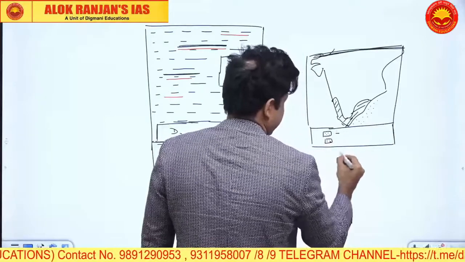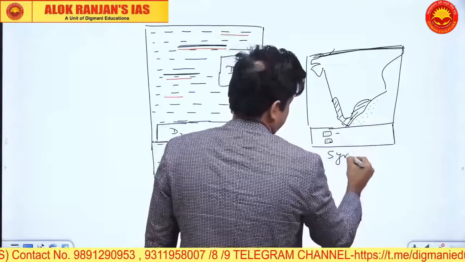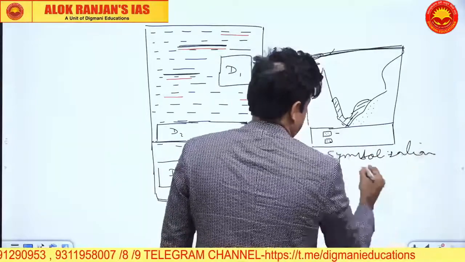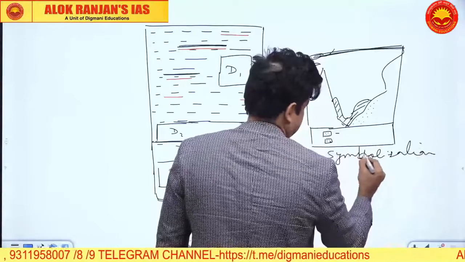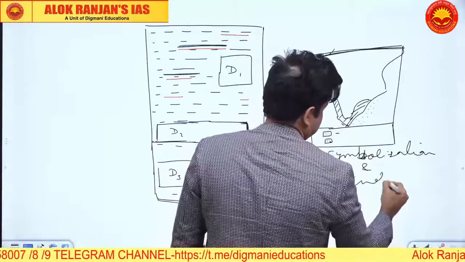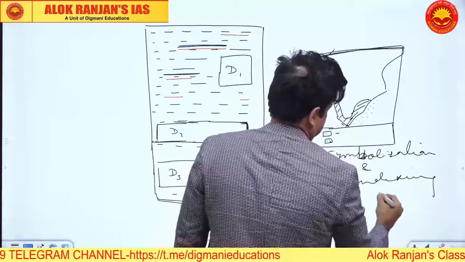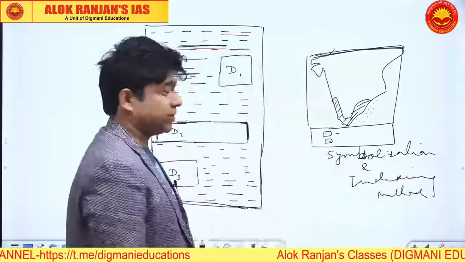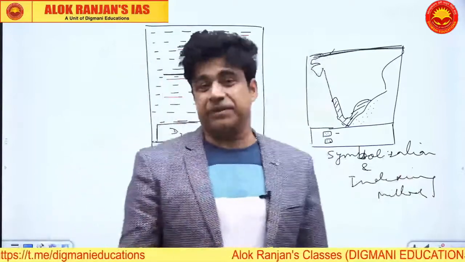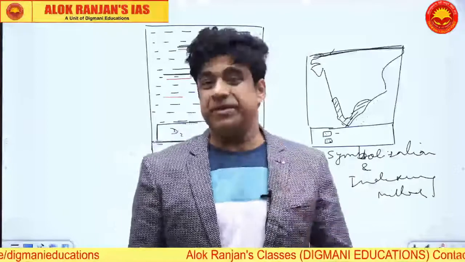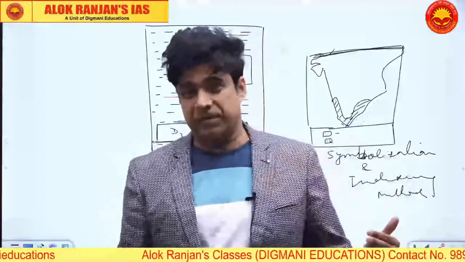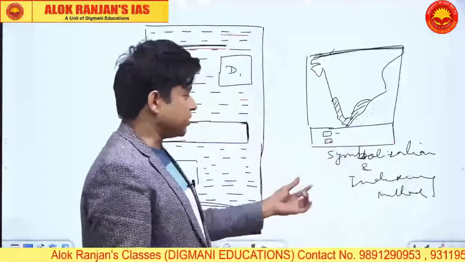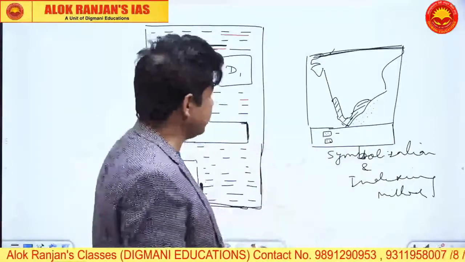This is called symbolization or indexing. So your diagram needs symbolization and indexing method. This is what is taught in cartography. So anyone who is a qualified geographer, who has gone through the academics of geography, will always suggest you that indexing and symbolization. Now people complain that there is no time for it.